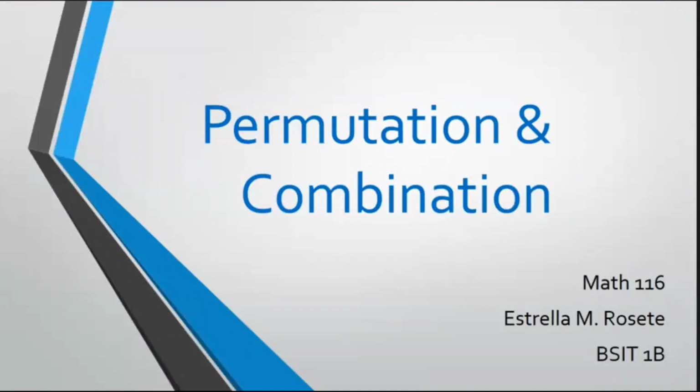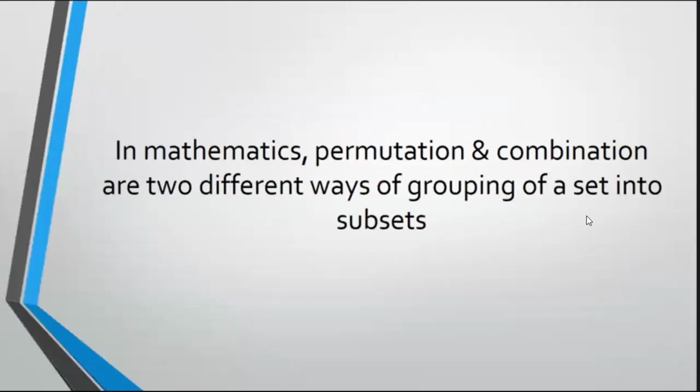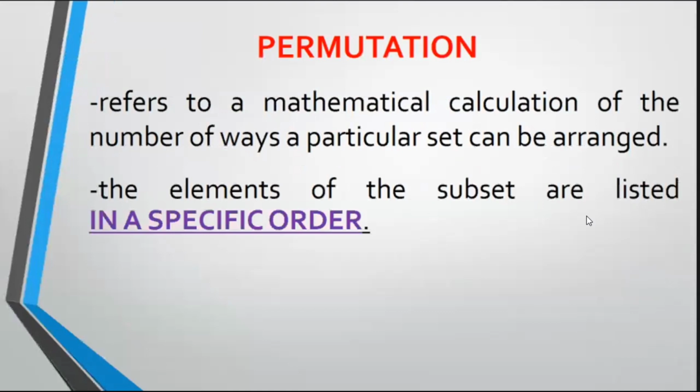Today we are going to discuss permutation and combination. Permutation. In mathematics, permutation and combination are two different ways of grouping a set into subsets. So permutation refers to a mathematical calculation of the number of ways a particular set can be arranged. The elements of the subset are listed in a specific order.